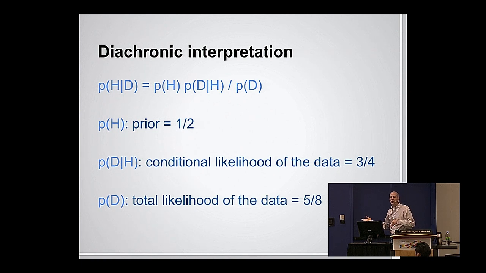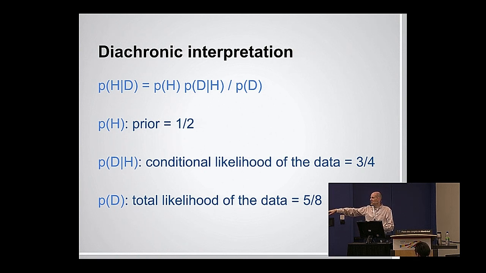We can fill in the numbers for this example. So the prior: I said I've got two bowls, and I said I picked them at random. Let's assume that means 50-50. So my prior is a 50% chance that it's bowl number one. The conditional likelihood of the data is relatively easy in this case. If I know that it's bowl number one, then the probability of a vanilla cookie is 3/4, because I know what's in bowl number one.